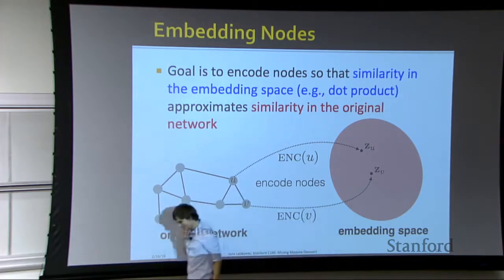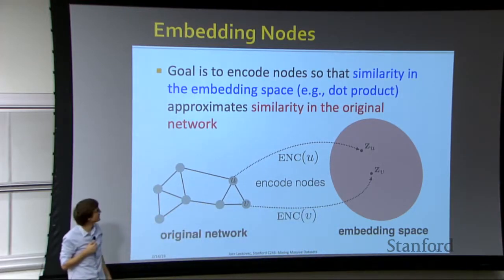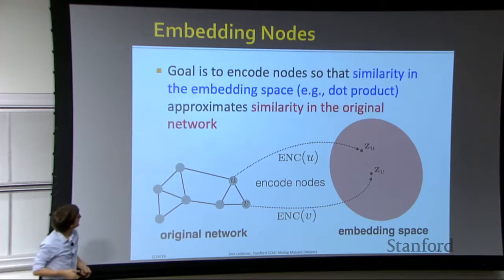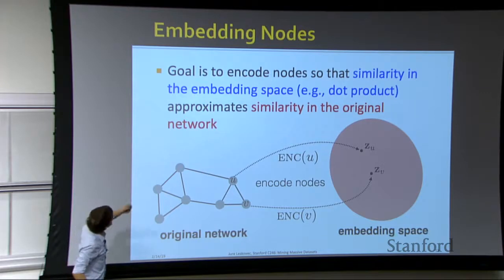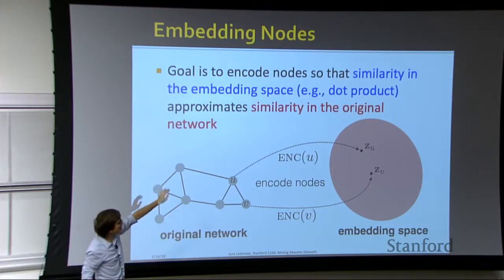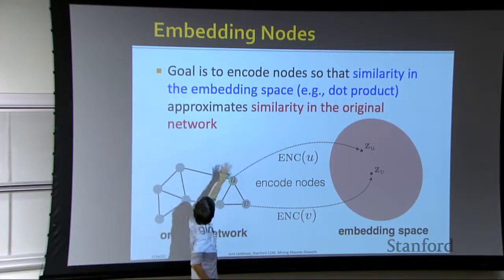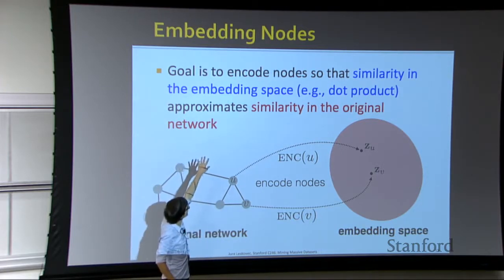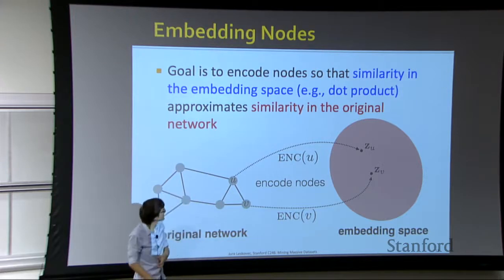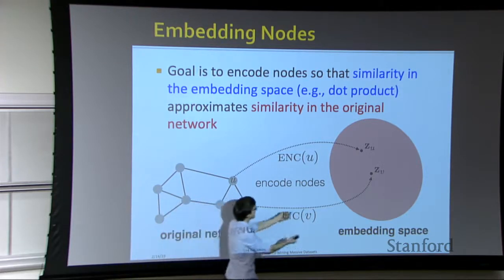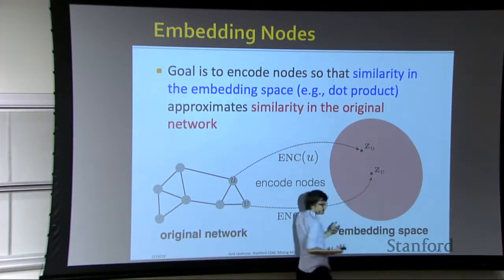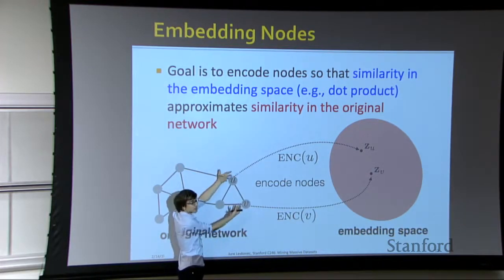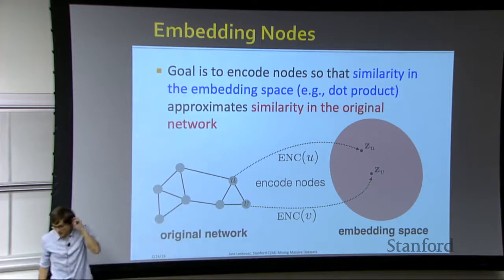So this is the goal of what we will try to do. Now maybe if I go back, there are two things to notice here. We say similarity in the embedding space approximates similarity in the original network. So there are two things to define. One is what is similarity in the embedding space? What is our similarity metric here? And then the other thing we have to define is what is our similarity here? So there are two similarities to define.